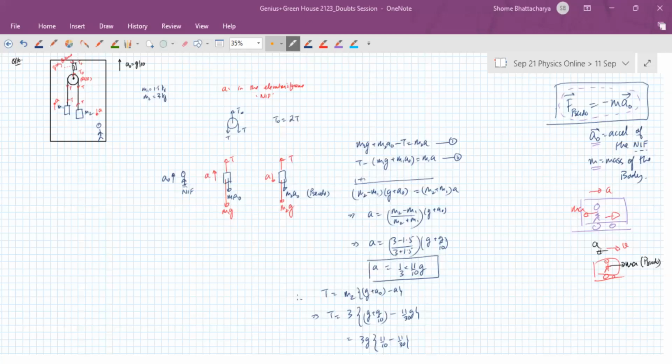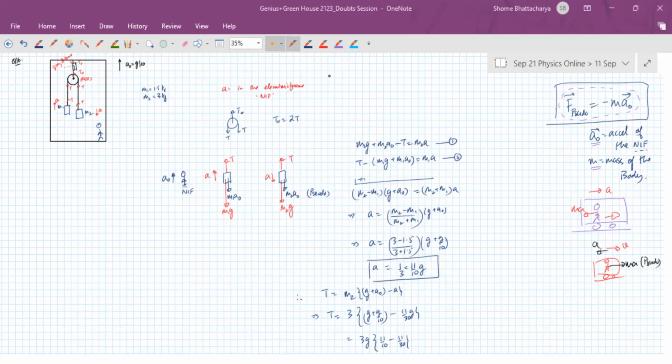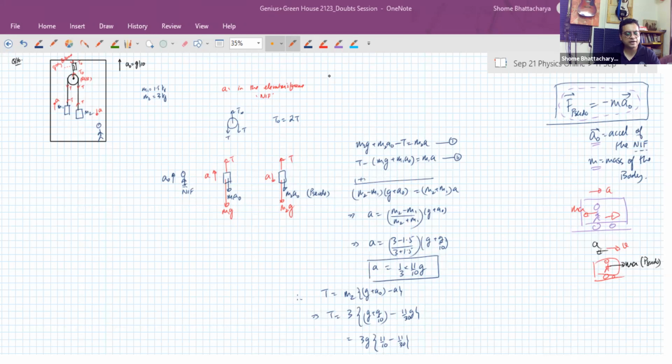Sir, in this question, you have taken M2 mass as accelerating downward, no? Yes, because it's the heavier block. M2 is 3 kg, M1 is 1 kg. So it's natural that the heavier one will be accelerating downwards. Understood? So see, the treatment is just like a regular Atwood machine.